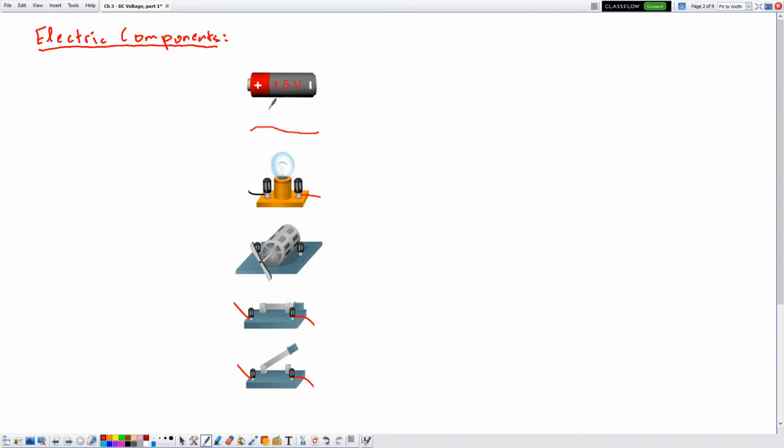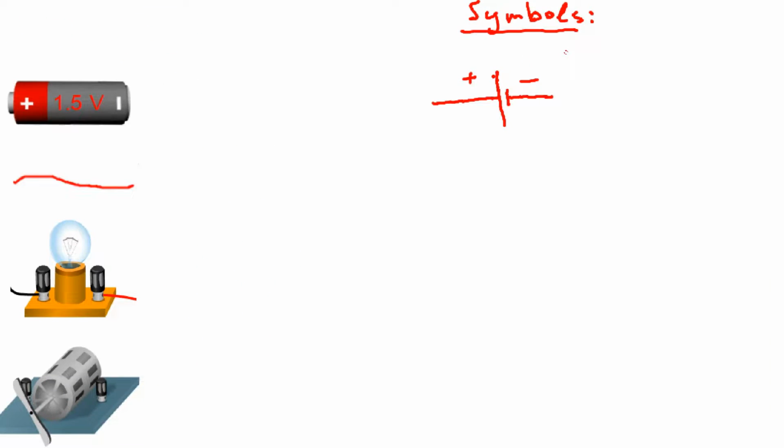The first electric component here is given by the battery. Then let's give it the following symbol. In order to distinguish between the positive pole and the negative pole, this is the positive pole and this is the negative pole. So the positive pole is the one which is larger and the negative pole is the smaller.